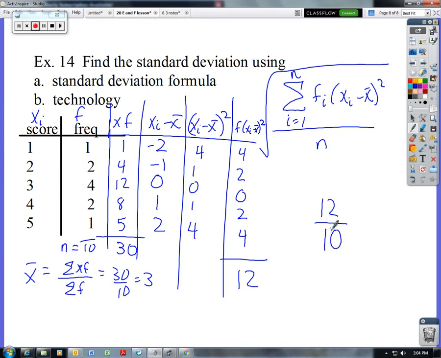But then don't forget, you also have to take the square root of all that. So it's the square root of 1.2. And if you go to your calculator, the square root of 1.2 is 1.095, so that's going to round up to 1.10. That's how you do it with the formula.